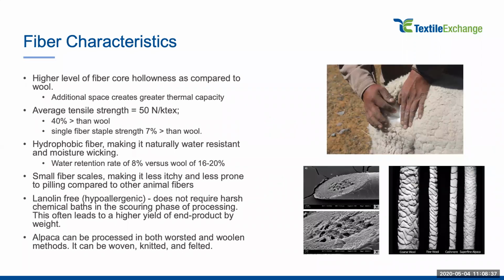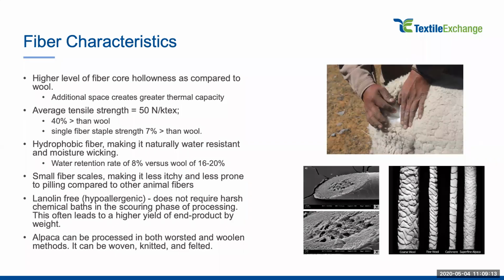Jumping into some of the nitty-gritty about the fiber characteristics, you can see on the lower left-hand picture a photo of an alpaca fiber under a microscope, and the core of the alpaca fiber has pockets of hollowness. So it has a slightly higher level as compared to wool. And when you think of alpaca, it's traditionally thought of as a very warm fiber, a warm material. And these pockets create pockets to trap air in, so it increases the thermal capacity of being able to hold air.